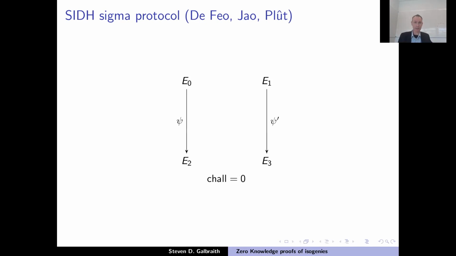So this is the protocol from their paper. Commitment is the 2 curves E2, E3. If the challenge is 0, the response is the 2 vertical lines. If the challenge is 1, the response is the horizontal line along the bottom. And the claim in their paper is that this is zero knowledge because you can simulate it, and this is sound.